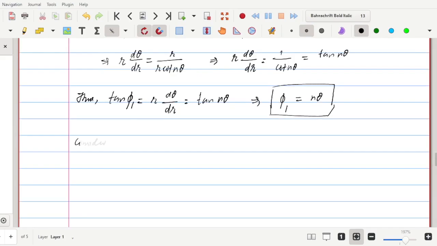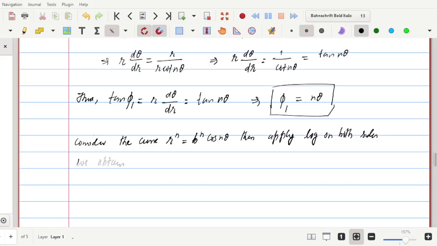Now similarly consider the curve r^n = b^n cos n theta. Then apply log on both sides. We obtain, now again as in the previous case, n log r is equal to log of b^n plus log of cos n theta. Now differentiate both sides with respect to theta.